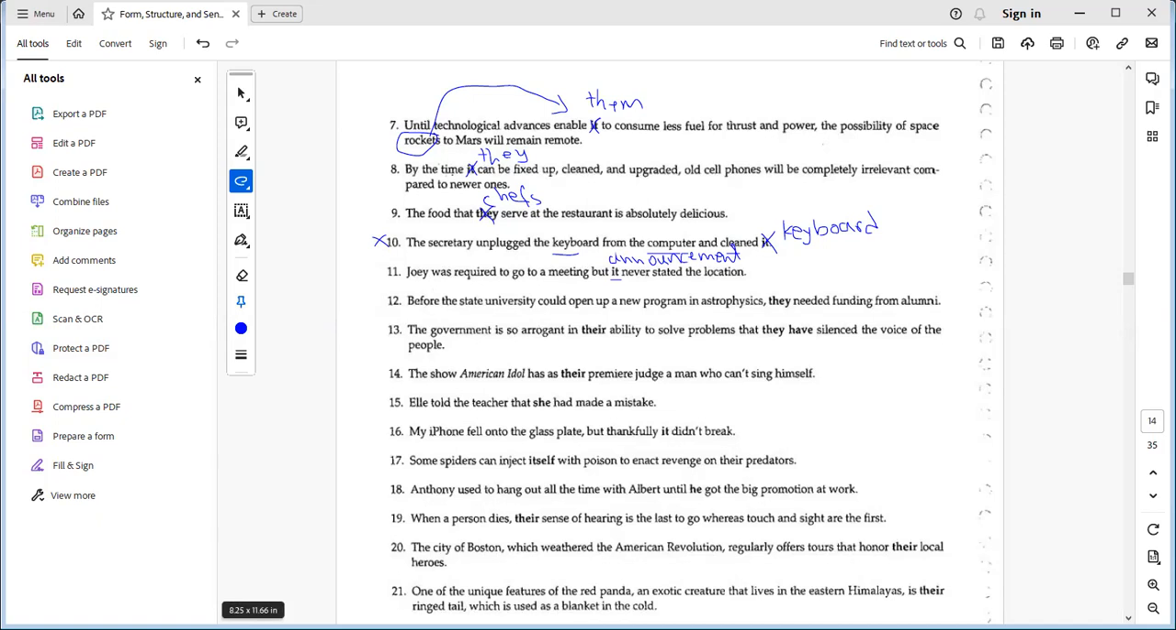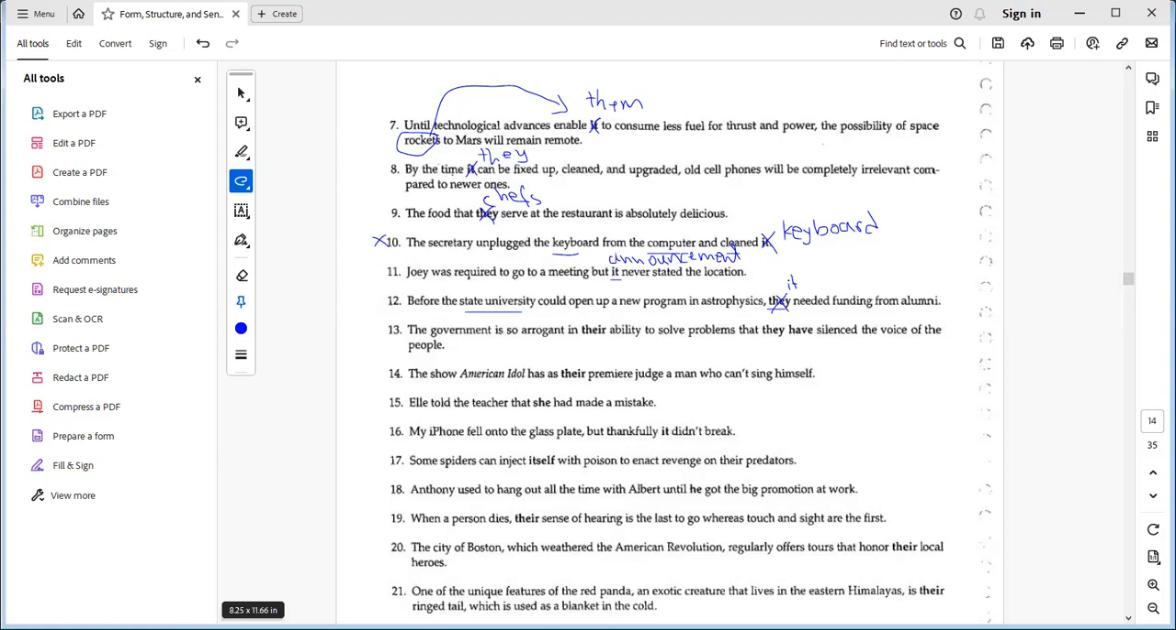Before the state university could open up a new program in astrophysics, they needed funding. This is the same as they needed funding from alumni. What do you think is right here? Principals? No, that's not it. They should specify. There is something here that indicates who needed funding. The university, the state university, so it. Okay, because it is the state university, so it. Thank you.